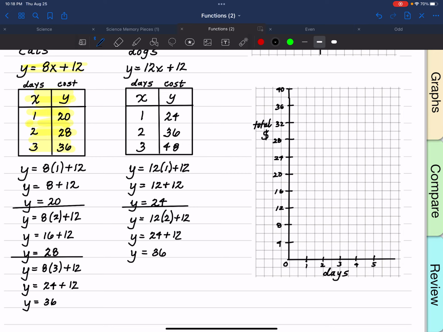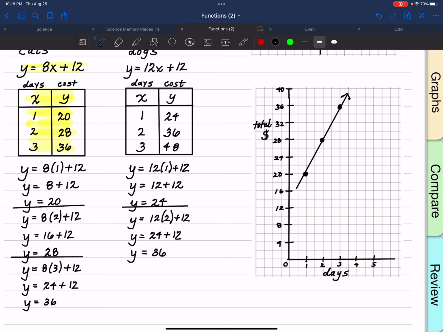So one day costs $20. 2 days costs $28. And 3 days cost $36. So here is the slope, the line for the cats. And that can go on for as many days as you want it to. Obviously, if you have 0 days, you have $0. Okay.